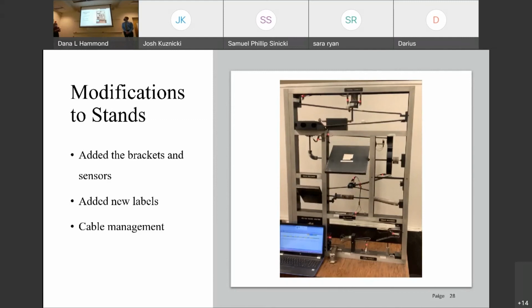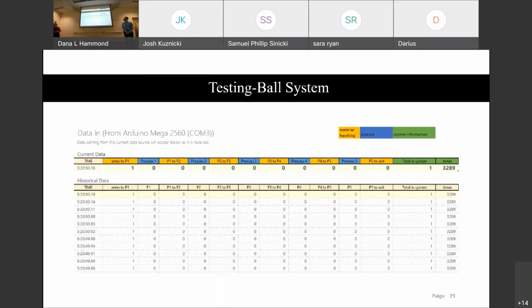So as it's going in, it's all feeding into that computer down there, into the Excel sheet. This is what it's looking like. As the ball enters the system, you can see it tick up, but then when it leaves into process 1, it'll tick up, and then that process will tick down. And then it'll tell you the total on the right side of the Excel sheet, the total balls in the system. So right now we have 3 balls, and it'll indicate how many balls are in as it keeps coming up.